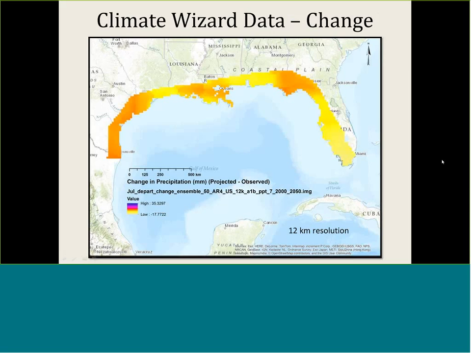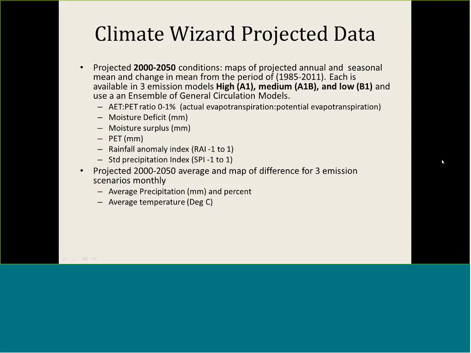In addition to precipitation and temperature, we've gathered other climate parameters, including moisture parameters, moisture deficit surplus, potential evapotranspiration, rainfall anomaly, and the standard precipitation index. A lot of these are available for seasonal layers, as well as yearly averages.